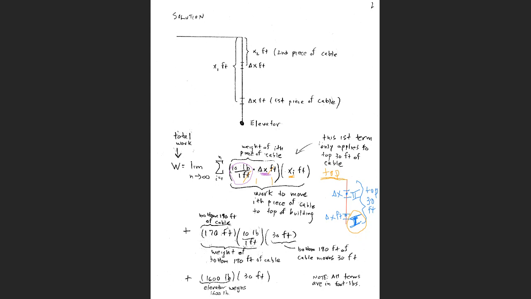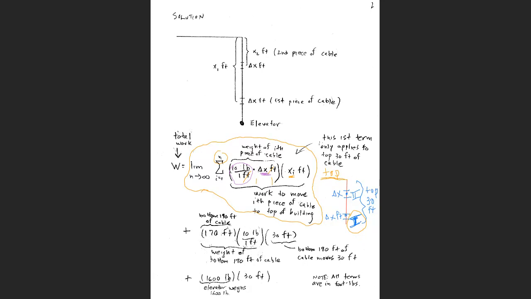So you get a summation. If there are n pieces of cable, you get a summation. And this would be that portion of the work needed to move the top 30 feet of cable to the top of the building. But it only applies to the top 30 feet of cable.